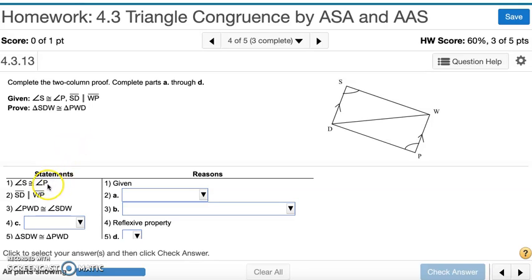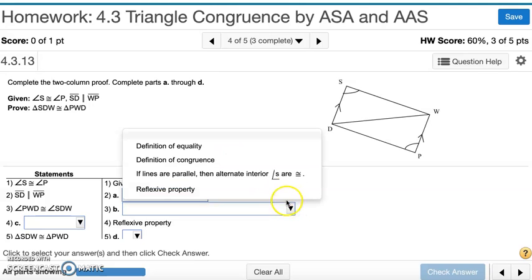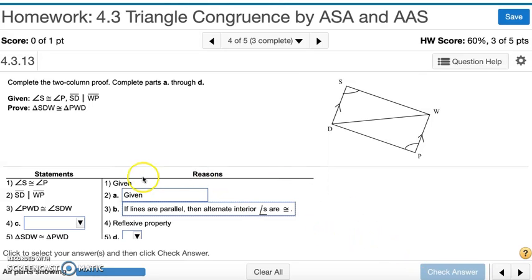Number 4, complete the two-column proof, parts A through D. So we're first given that angles S and P are congruent to each other. That's given. We're also told that SD and WP are parallel. That is also given information. Now we have that angle PWD is congruent to SDW. That is this angle and this angle here. They are alternate interior angles. So if the lines are parallel, then alternate interior angles are congruent.